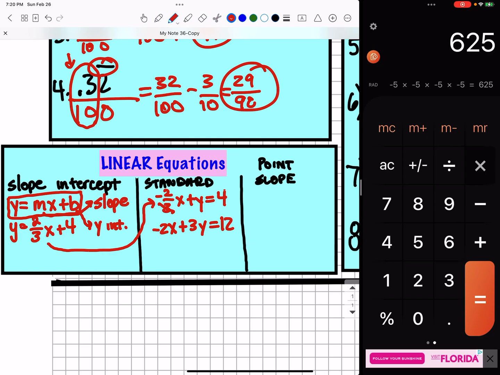And this is standard form. What this actually looks like is some number with an x plus some number with the y equals some number. And those numbers can't be fractions. No fractions in this form. So it's the same thing, it's just rearranged.